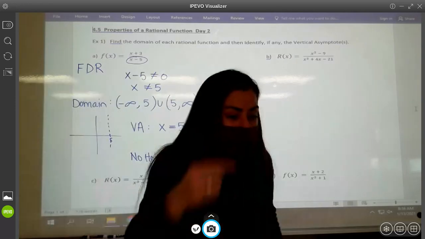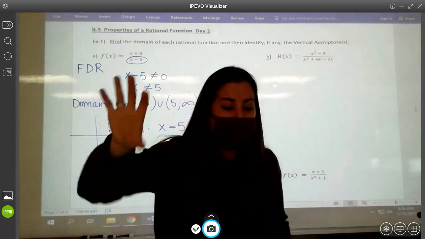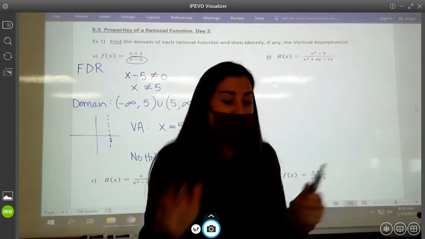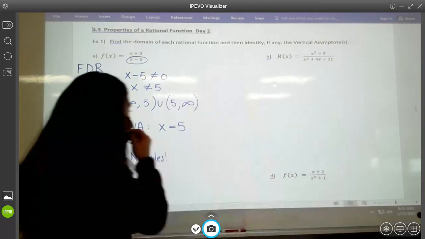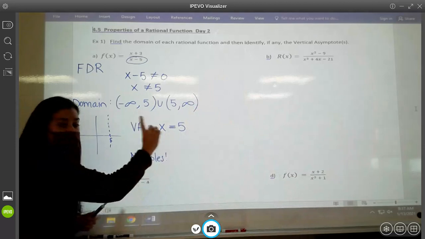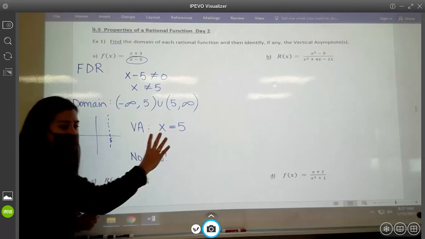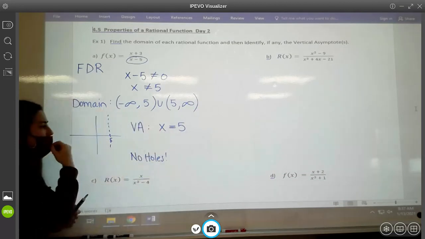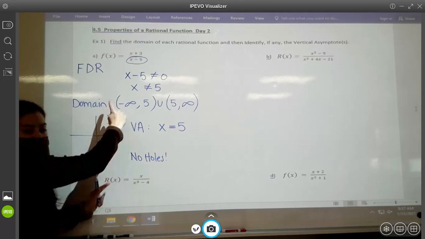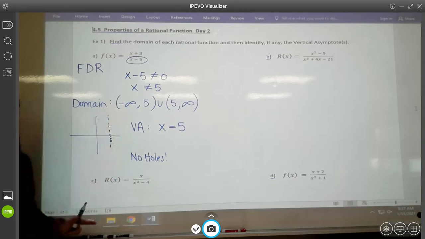That's a good clue to know because it makes filling in the graph that much easier for us when we know little clues like that. So again, because he was only a bad guy one time, odd multiplicities always have curves that go to opposite infinities on either side of that VA.